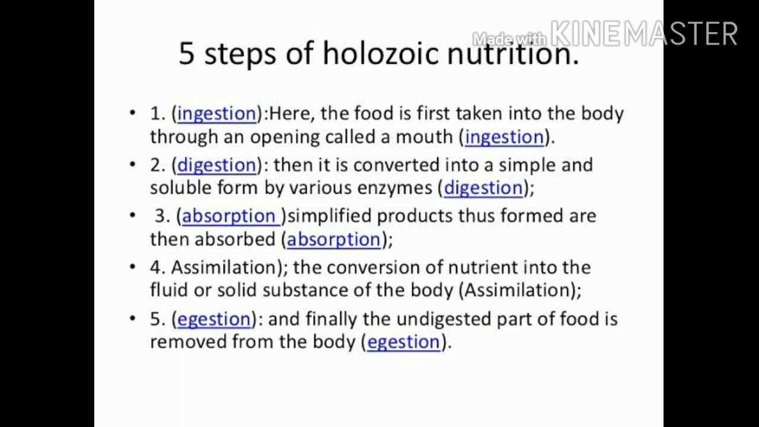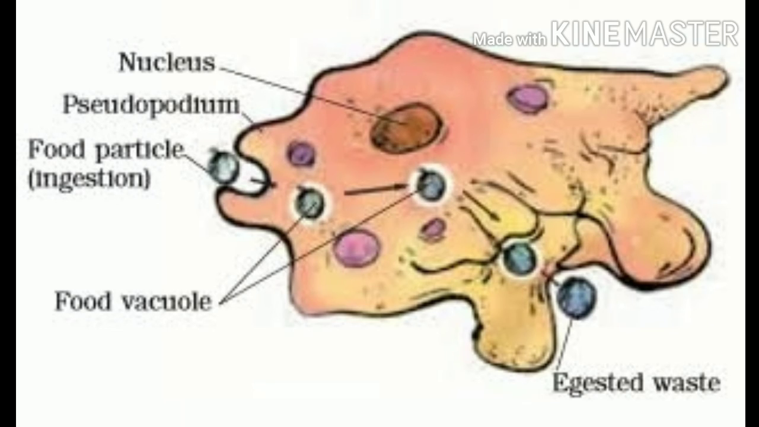This holozoic nutrition in amoeba includes all the five nutrition processes as we have already seen in human beings, like ingestion, digestion, absorption, assimilation and egestion. Now here in the video you can see for yourself that all the five steps of holozoic nutrition are present in amoeba. Now let us study in brief how the amoeba takes its food.